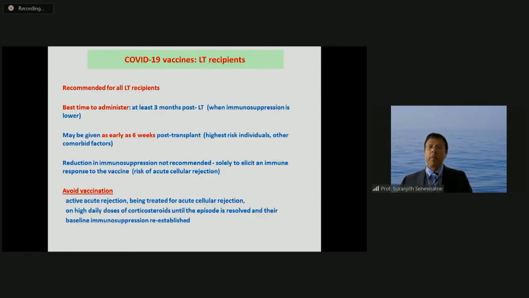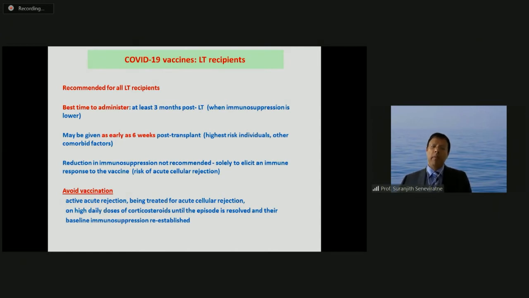When it comes to liver transplant patients, so I dealt with IBD, chronic liver disease, and now liver transplant. Again, please vaccinate this group of patients. The best time to administer is at least 3 months after the transplant, when the immunosuppression is lower. But if it's an emergency, or there are a lot of comorbid factors, just go at 6 weeks. Don't wait for 3 months. And you don't reduce immunosuppression just for the reason of giving a better response to vaccine, because there's a risk of acute cellular rejection. The only time we avoid vaccination is if they're having acute cellular rejection and are being treated at the moment. Wait till that is improved and then you can vaccinate.